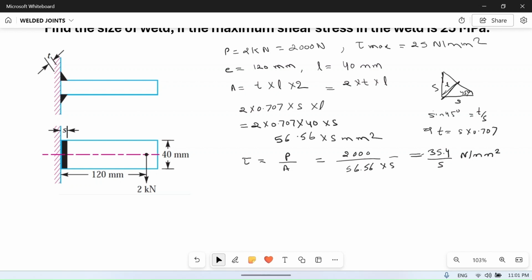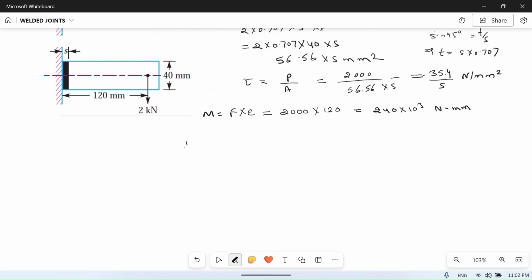Now what will be the bending moment? It is force into eccentricity, so it is 2000 into 120, which is equal to 240 into 10 to the power 3 Newton mm. This is M. Now we have a formula that for a beam, M upon I is equal to sigma upon Y. So from here sigma is equal to M Y upon I.